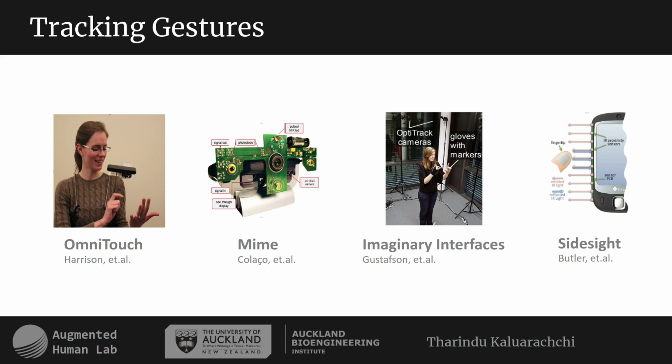Existing work has explored ways to track the human hand to detect gestures and for other interactions using different techniques. OmniTouch uses a projector and a camera to project on the hand and to detect hand movements using computer vision algorithms. MIME uses a camera and an illuminator to detect hand gestures using computer vision. Imaginary interfaces also uses a camera to track the hand. In contrast, SightSight uses an array of IR sensors to track finger gestures.